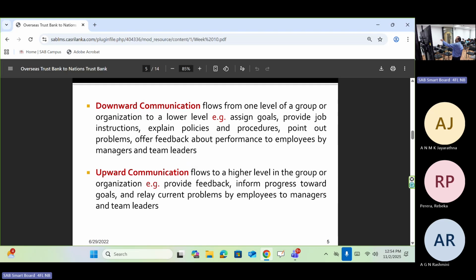Right. One is downward communication, that is the top down communication. The other one is upward, bottom up communication.